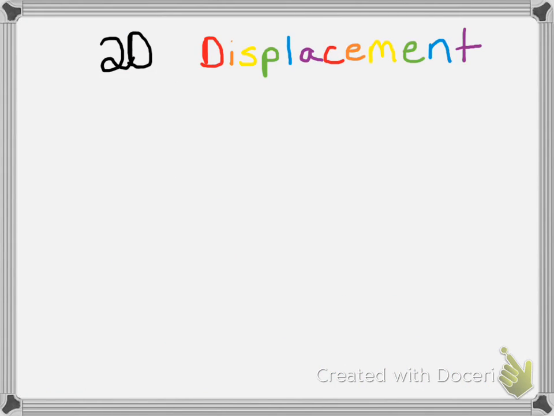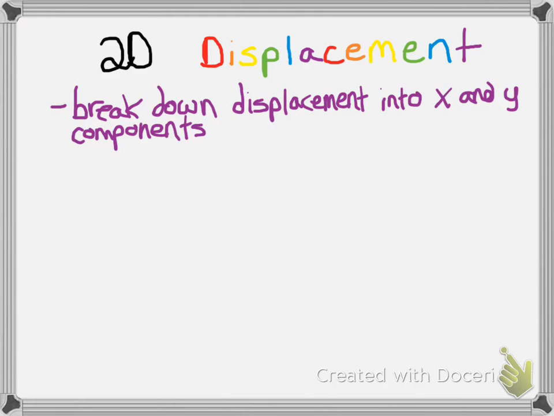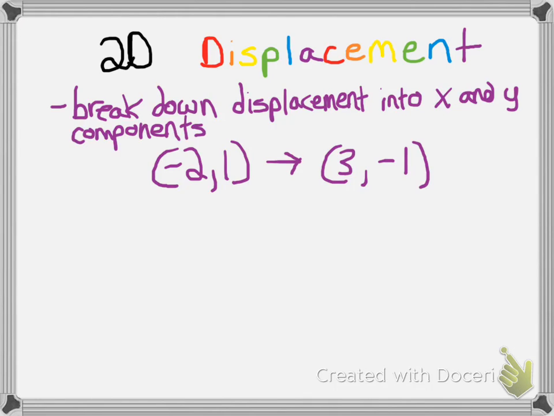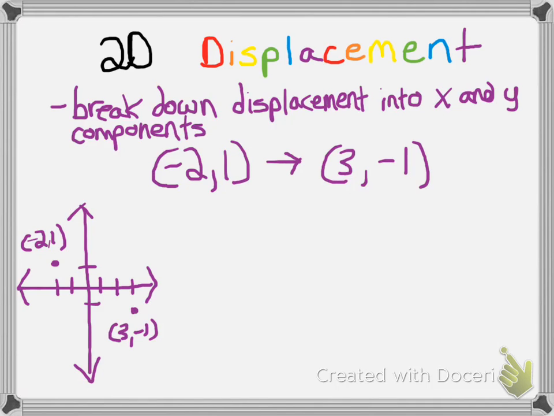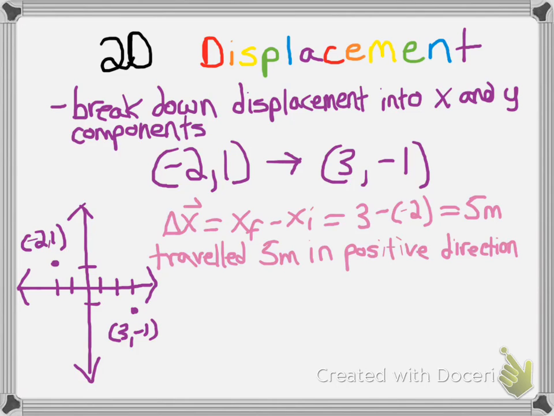2D displacement. To do problems like these, you need to break down the displacement into the x and y components. Let's do an example of 2D displacement. Draw it out on a coordinate plane. Use the equation for the x values. We see that 3 minus negative 2 is 5 meters.